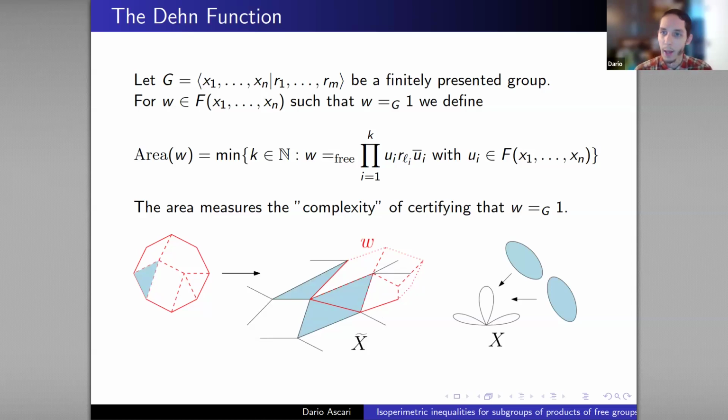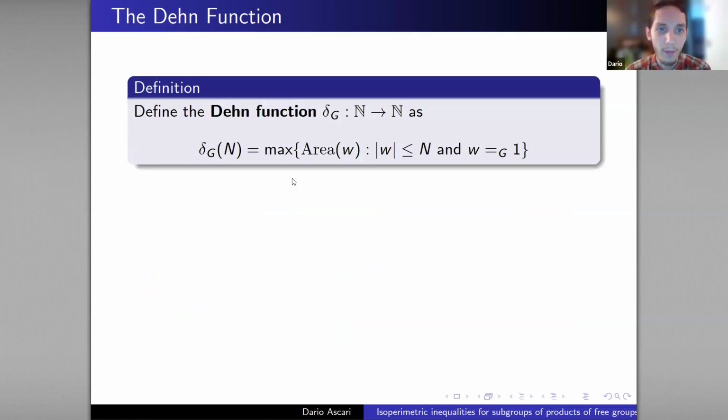Okay. And with this, we can now define the Dehn function of a group. So we fix a certain number n, and we take all words W of length up to n, representing the identity of G. And for each of them, we compute the area, and we take the maximum of all these areas. So it's the worst case possibility for the area. And this, as a function of n, is called the Dehn function of our group G. In principle, the Dehn function will depend on the presentation.